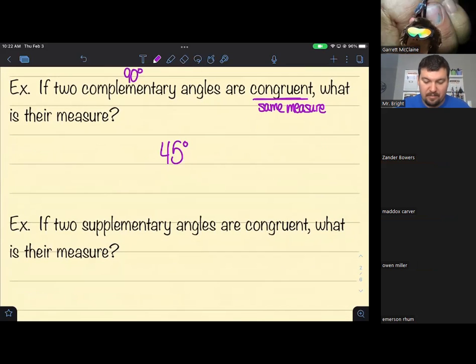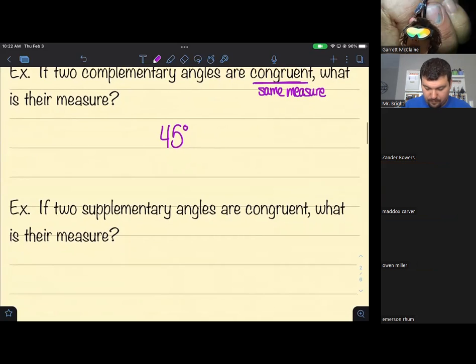Now, Jimmy, I'm going to ask you this one because I know you had your hand raised. Jimmy, if two angles are supplementary and congruent, how big would they be? 90 degrees. That's right, 90 degrees.